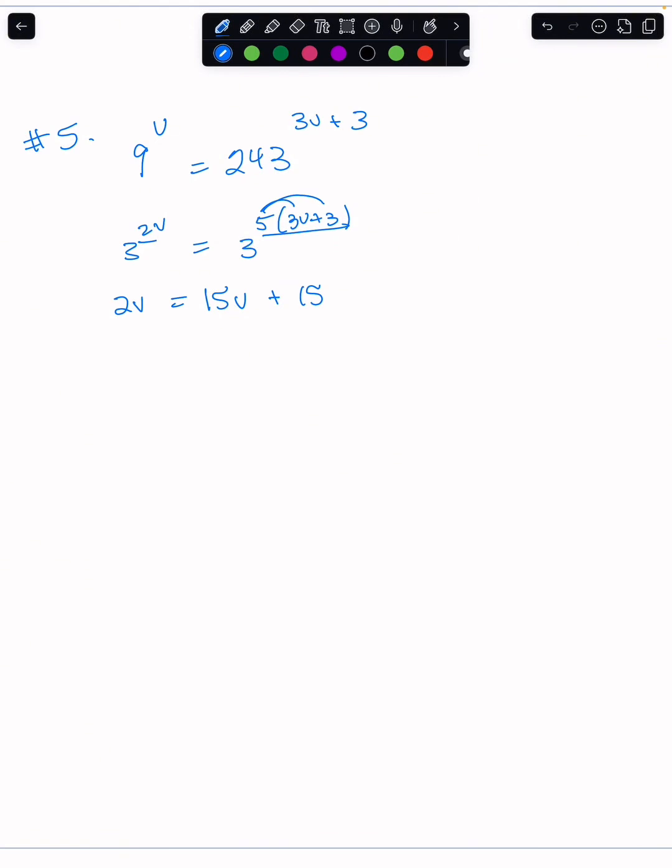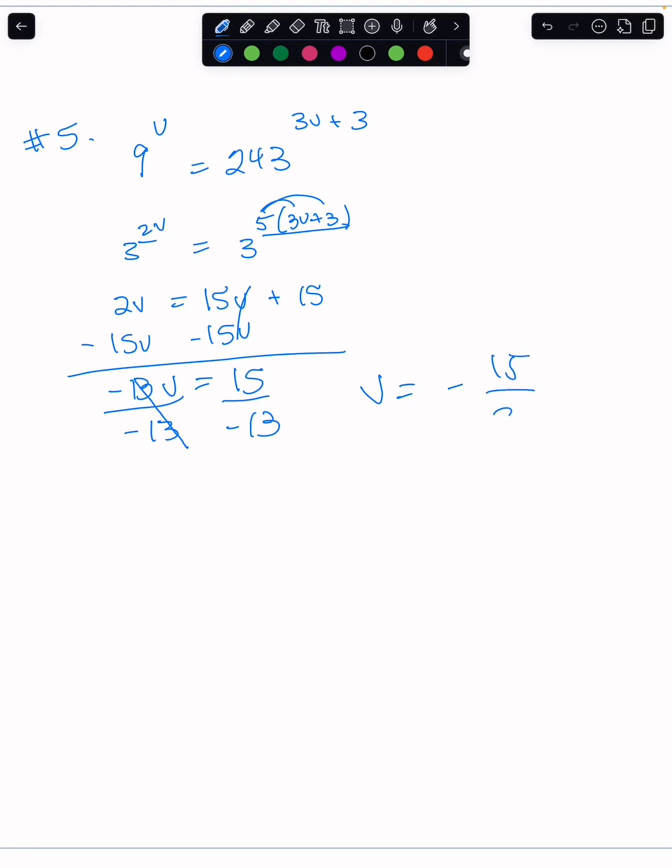And then what do you think happens after that? I'm going to subtract 15v from both sides. That's going to be negative 13v equals positive 15. I'm going to divide both sides by negative 13. So v is equal to negative 15 over 13. Okay.